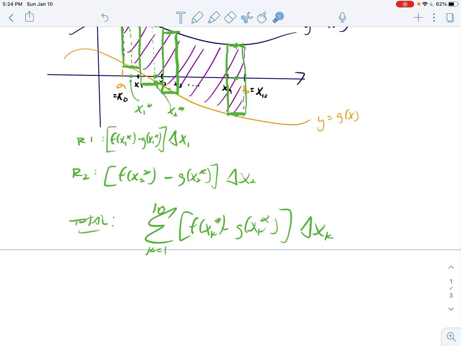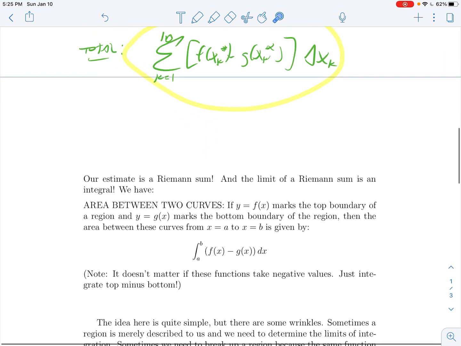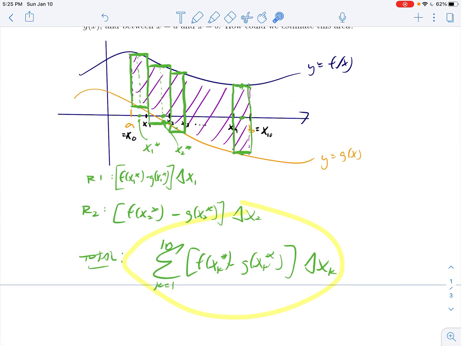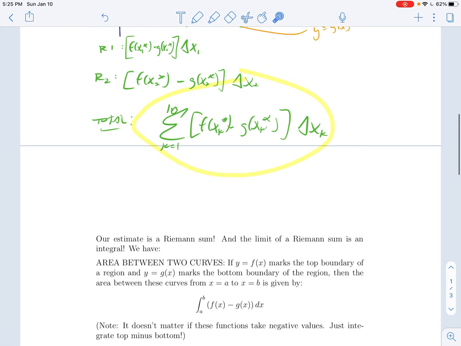And this has the form of a Riemann sum. This is a function. It's a new function that I get from subtracting. So value of a function times a width, and I'm adding them all up. Our estimate is a Riemann sum, and if I wanted to make it better, what could I do? I could have lots and lots of skinny rectangles. So we take the limit of this process, and in the limit, it becomes an integral.